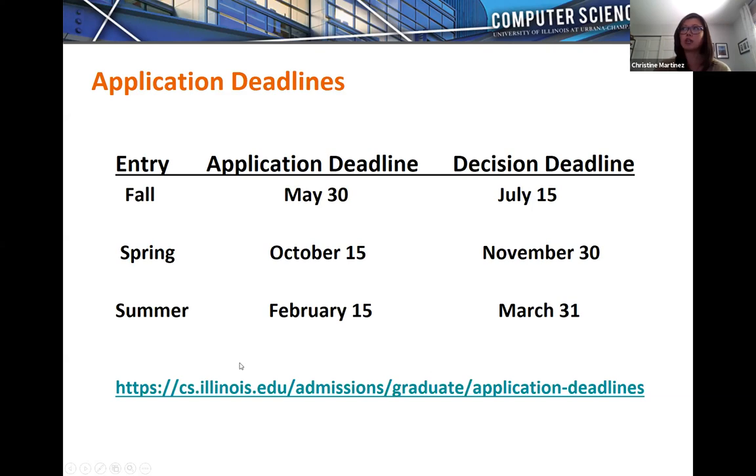You can always find the application deadlines at this link here. And then we have one final slide. Did you have anything to add to that?